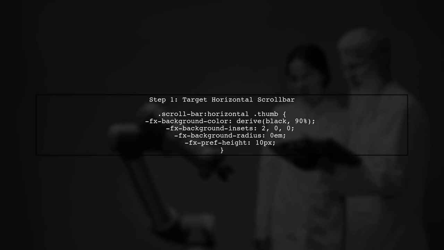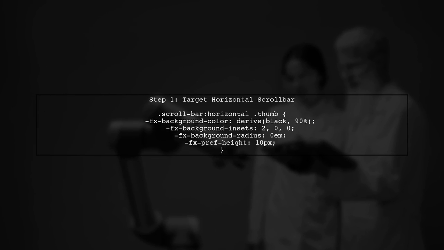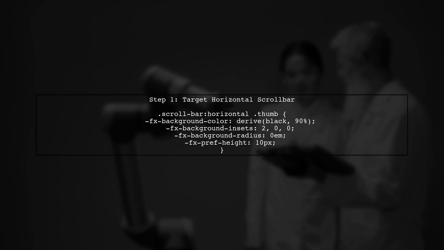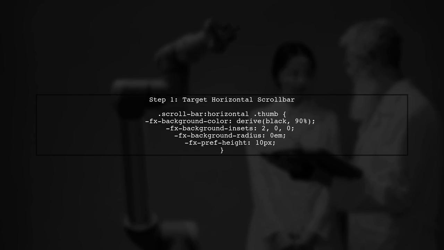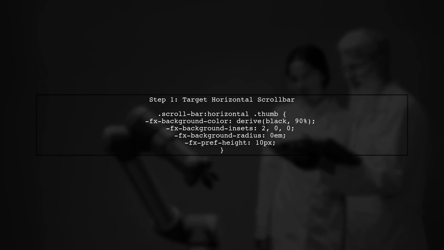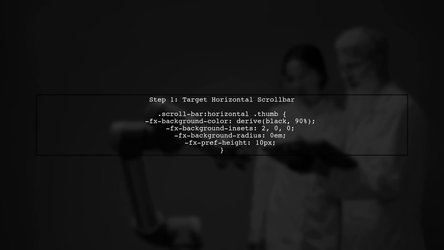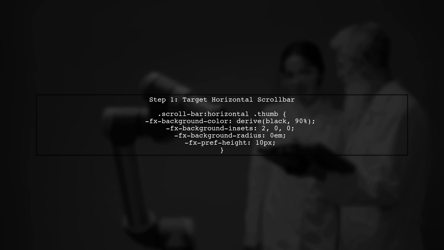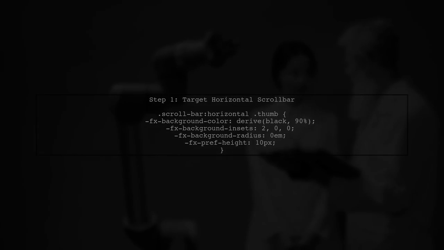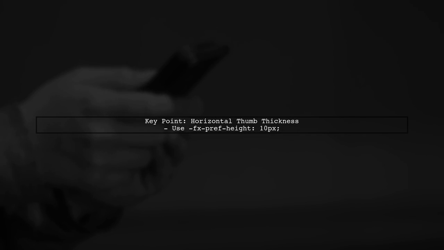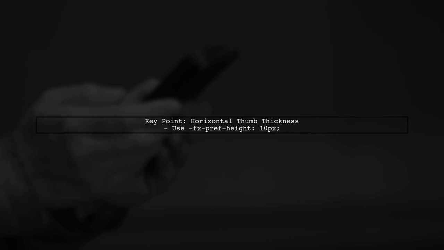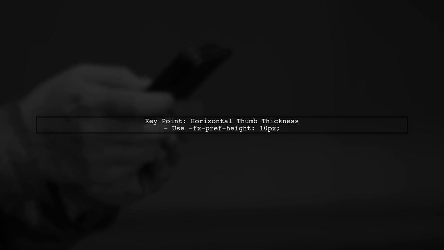To customize the thickness of the scroll bar thumb in JavaFX using CSS, we need to target the scroll bar's thumb element specifically. Let's start with the horizontal scroll bar. In this CSS rule, we set the preferred height of the thumb to 10 pixels. This will adjust the thickness of the thumb when the scroll bar is horizontal.